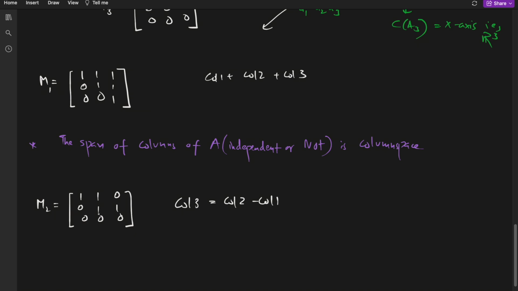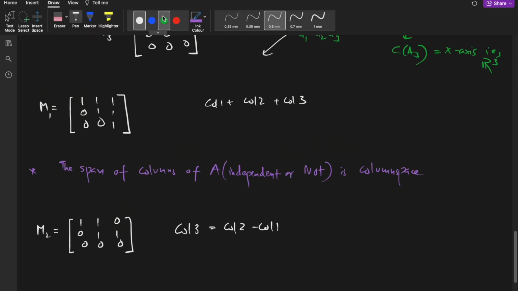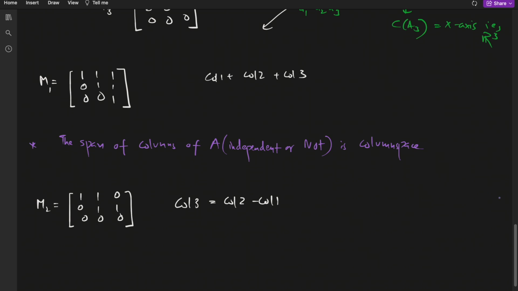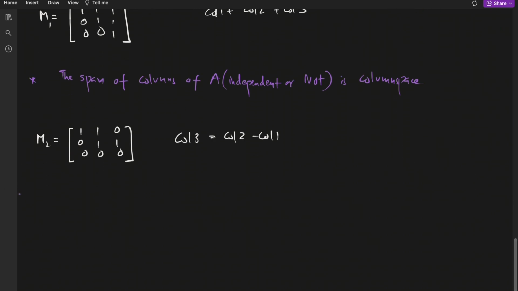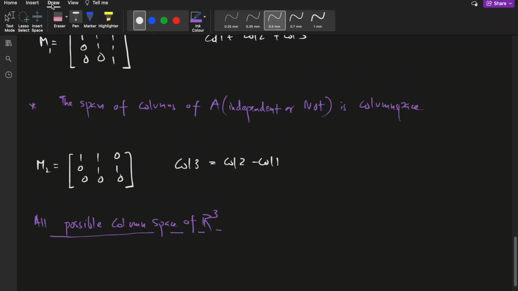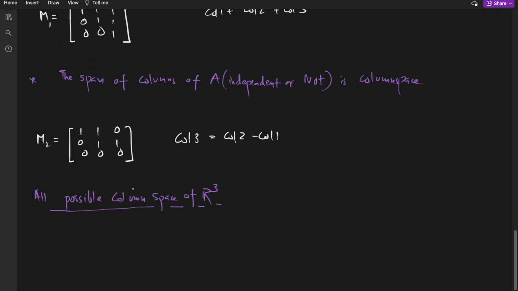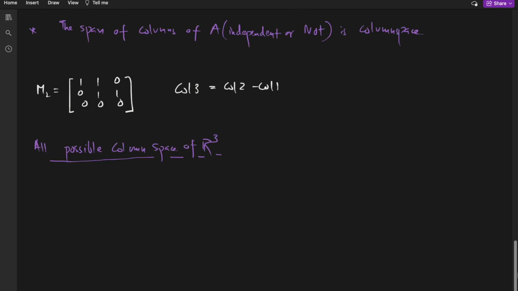Okay. So now we will see all possible column spaces of R cube. There are basically four possibilities for column spaces of R cube, right?